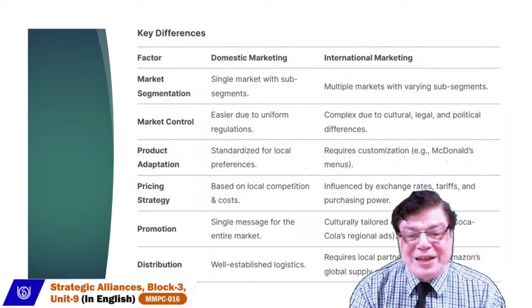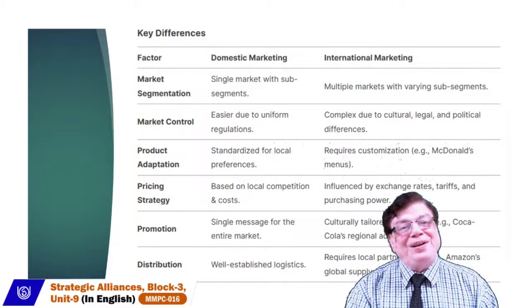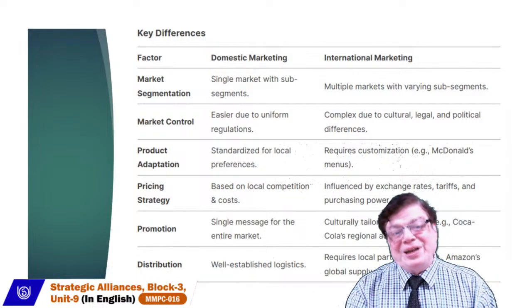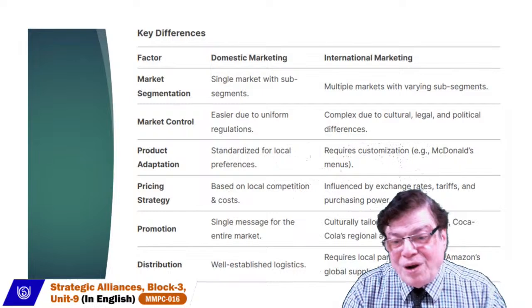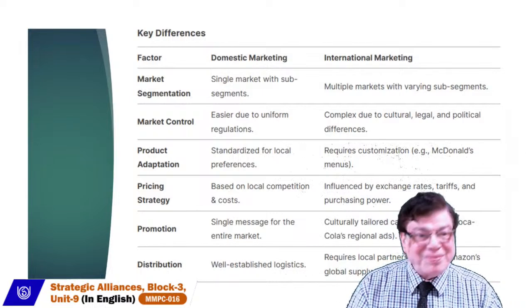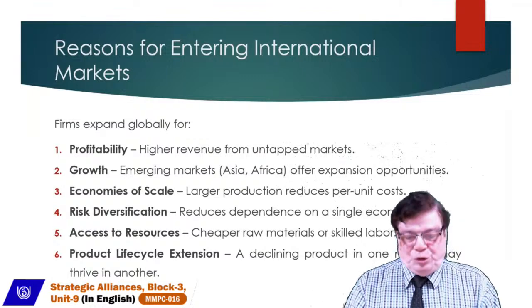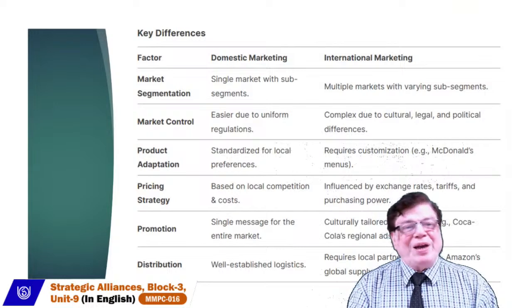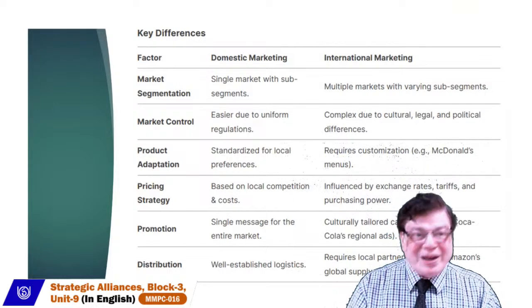Now distribution. Domestic has well-established logistics within the country, these trucks and all that. Say for example in India, lorry transport, you can send the goods. But international marketing requires local partnerships. That is Amazon's global supply chain. So these are the differences we have studied between domestic marketing and international marketing.